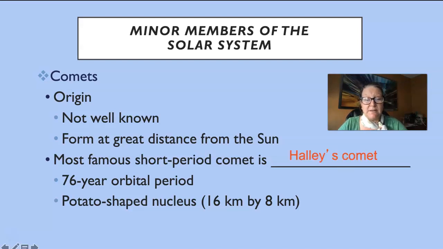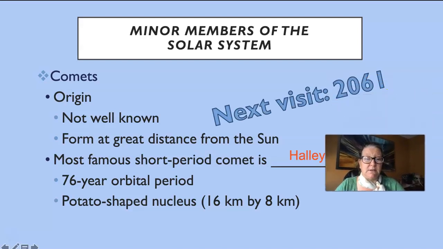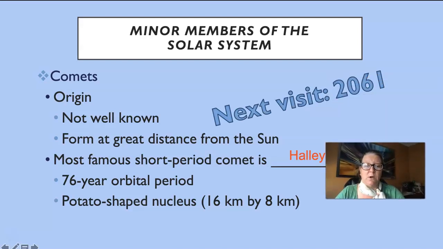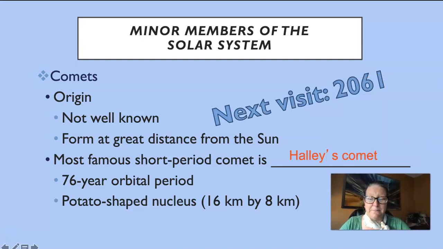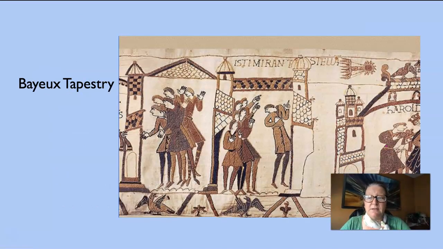The most famous one is Halley's Comet, which comes through every 76 years, and its next visit is 2061, so you'll probably be here for that. It's even been noticed in the Bayeux Tapestry, which was created depicting the 1066 Battle of Hastings, when William the Conqueror conquered England. And so right here, there's an object called Stella, which means star. There's the object, and here's people looking at it. And that, we believe, is Halley's Comet.